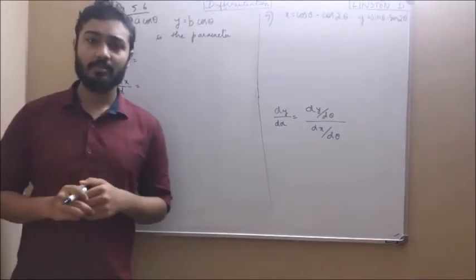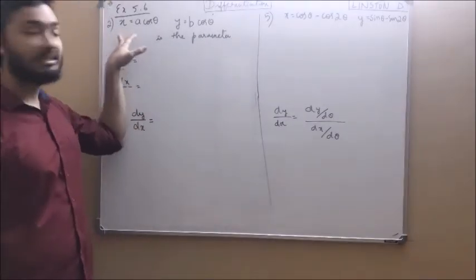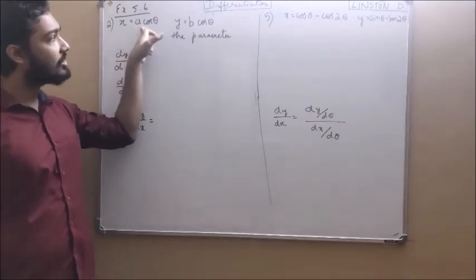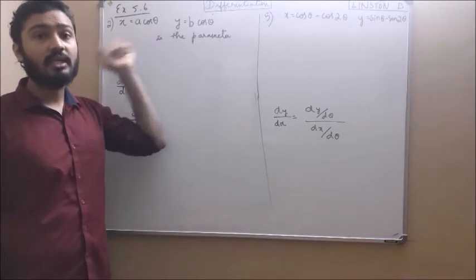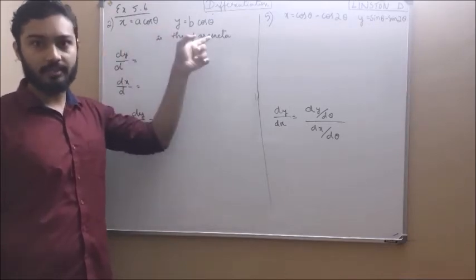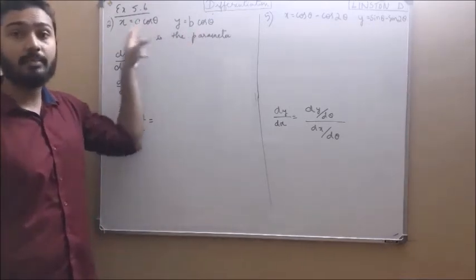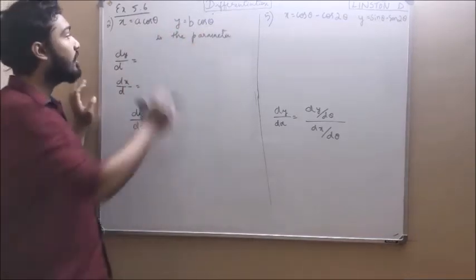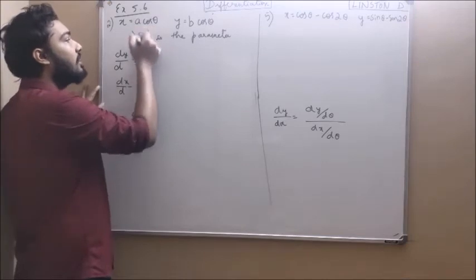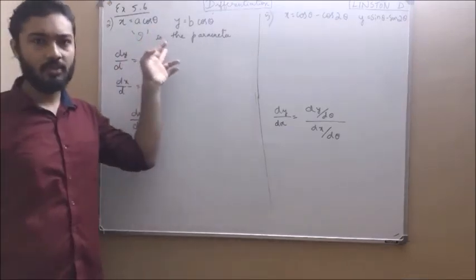We'll do the next question. Exercise 5.6, second question. x equal to a cos theta, y equal to b cos theta. Here, like the previous one, x and y both dependent on theta. So x depends on theta, y depends on theta. So here, theta is the parameter, theta is nothing but the third variable.